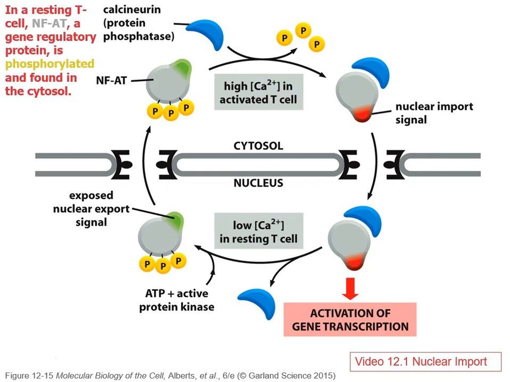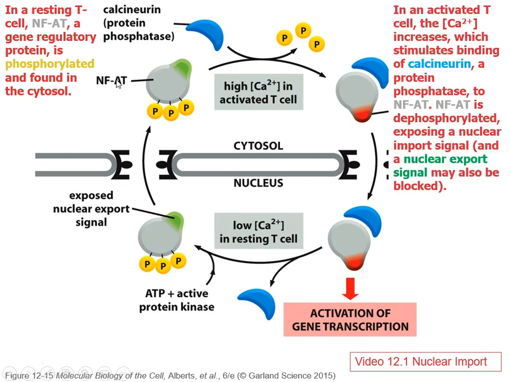So this is a resting T cell in the immune system, and there is a protein called NFAT. That's shown here in gray, and it's a gene regulatory protein. Gene regulatory proteins, we spent a lot of time talking about those. They bind to the DNA and either activate or inactivate the transcription of different genes. But in this case, in the resting T cell, the gene regulatory protein is kept outside because we don't need it yet. In order to keep it inactive, it's phosphorylated.